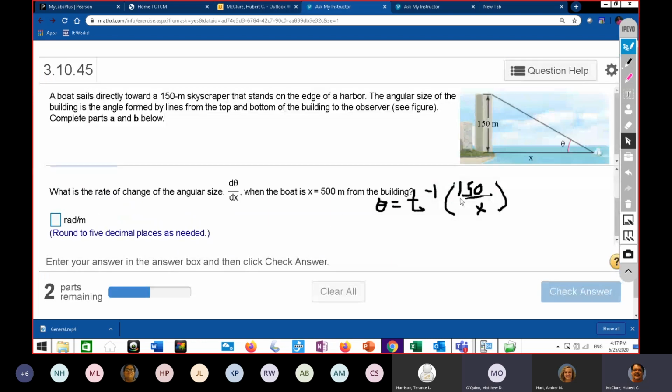Now I put that in parentheses because you're going to have to find the derivative, and that's going to be 150x to the negative 1, which is negative 150 over x squared. What is the rate of change, d theta dx, take the derivative of that, when the boat is x equal to 500? All right, so right now, take the derivative of this. Take a minute and take the derivative. And that was the one that I told you I had. Yeah, that's it.